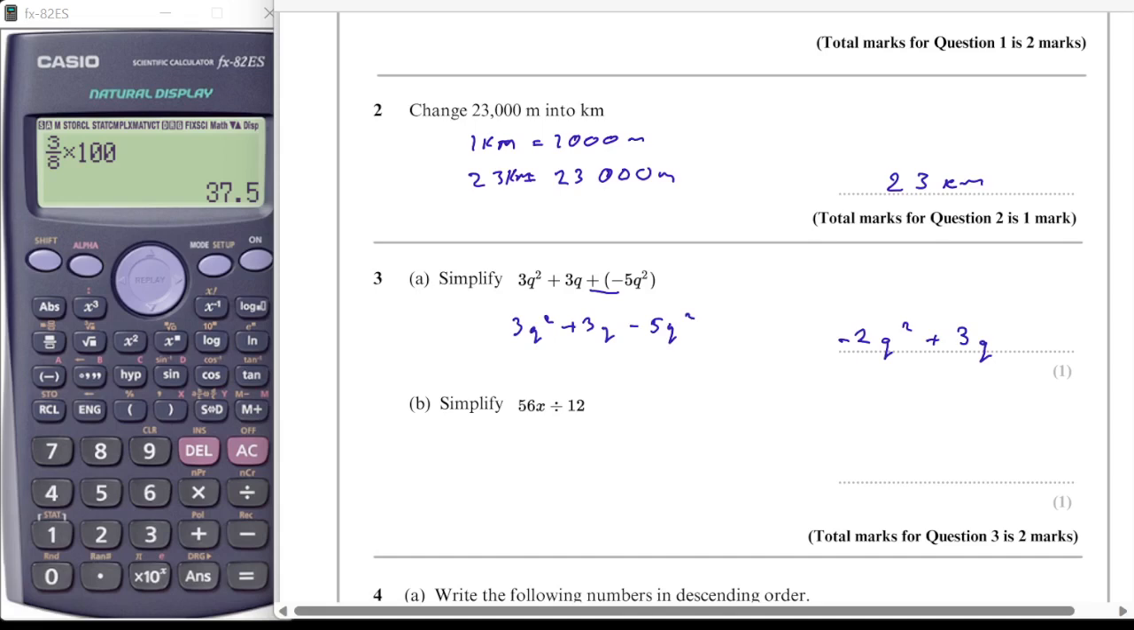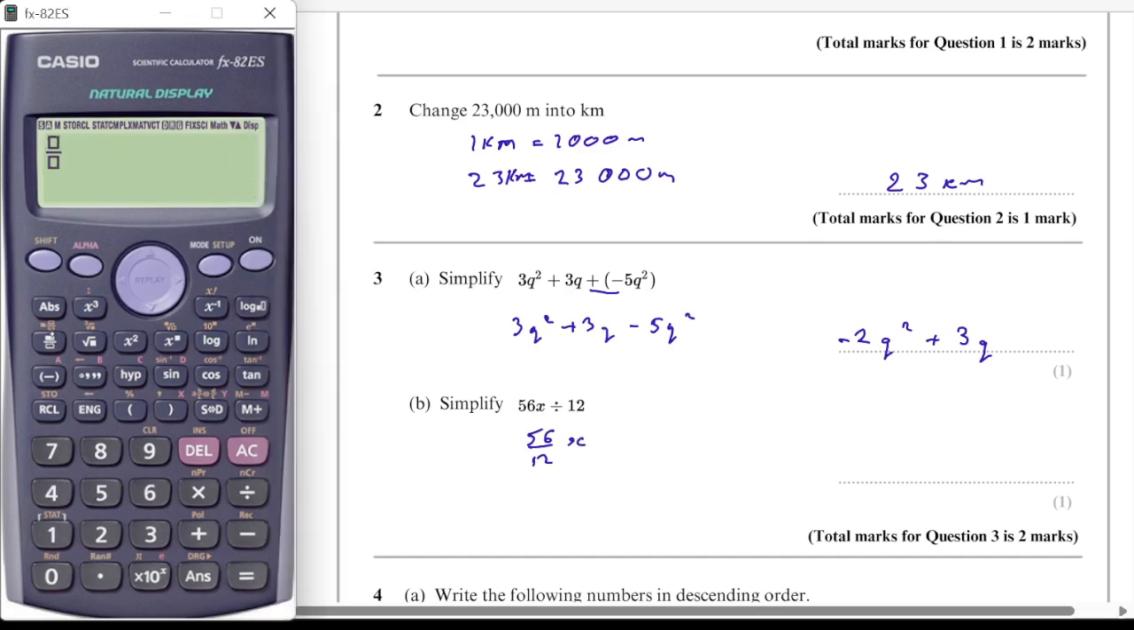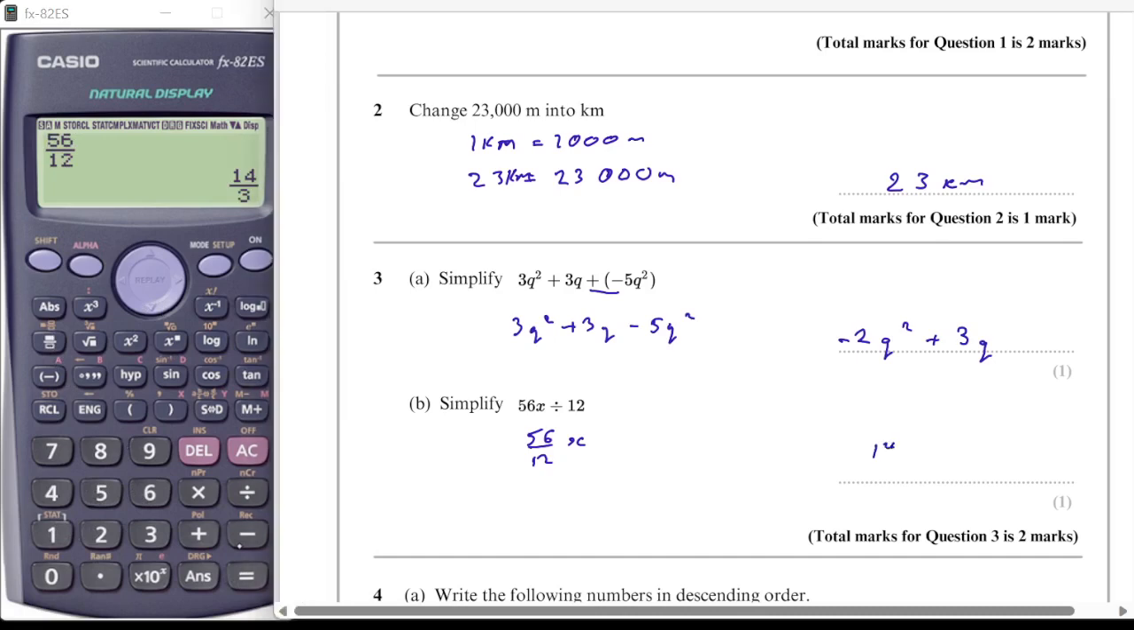I just have a habit of writing my q's in descending order, so I'll put my squareds before I put my q's. And part B, simplify. So all I'm doing here is dividing by 12. I can rely on my calculator if I need to. So I'm going to put it as 56 over 12x. And I'm going to use my calculator to simplify that down. I'm just trying to think. I don't think it goes in exactly. So I'm going to leave it as 14x over 3.